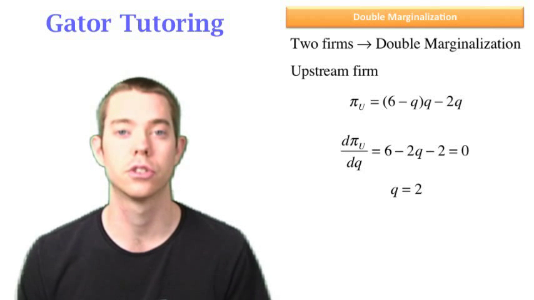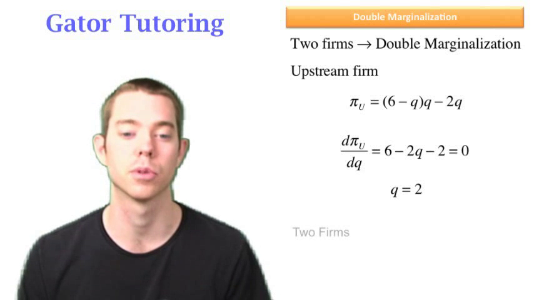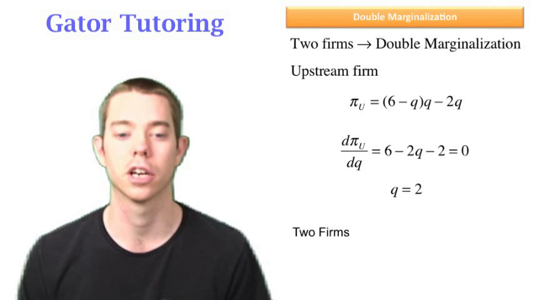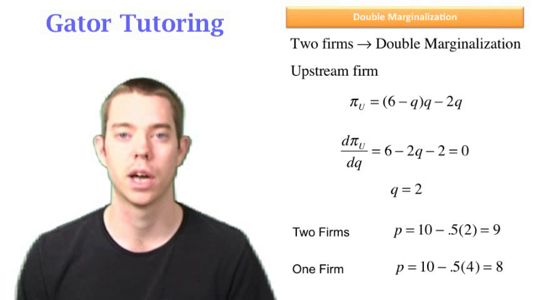So we can plug in this 2 into our inverse demand from the customers to find the price the customers pay. And in this case, we see that to be $9. So again, he's just asking us the difference between the 2 firm scenario price and the 1 firm scenario price. So that's the difference between $9 and $8.